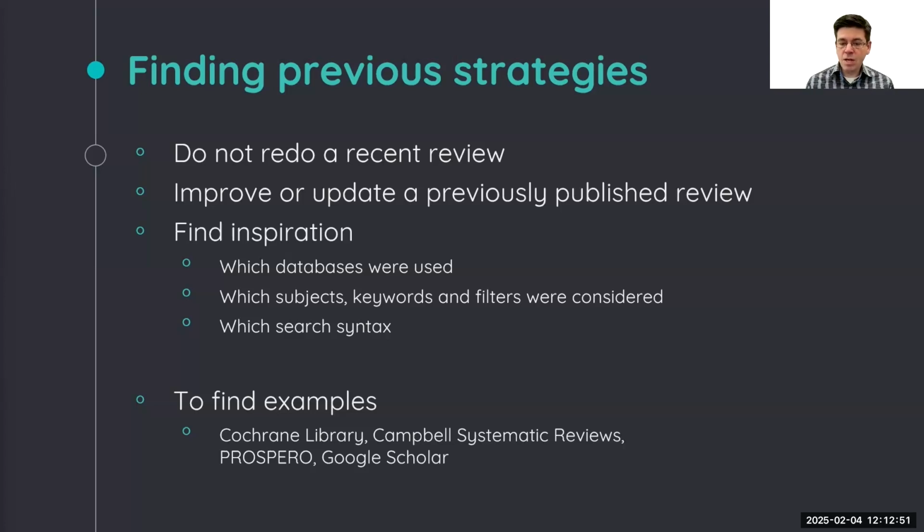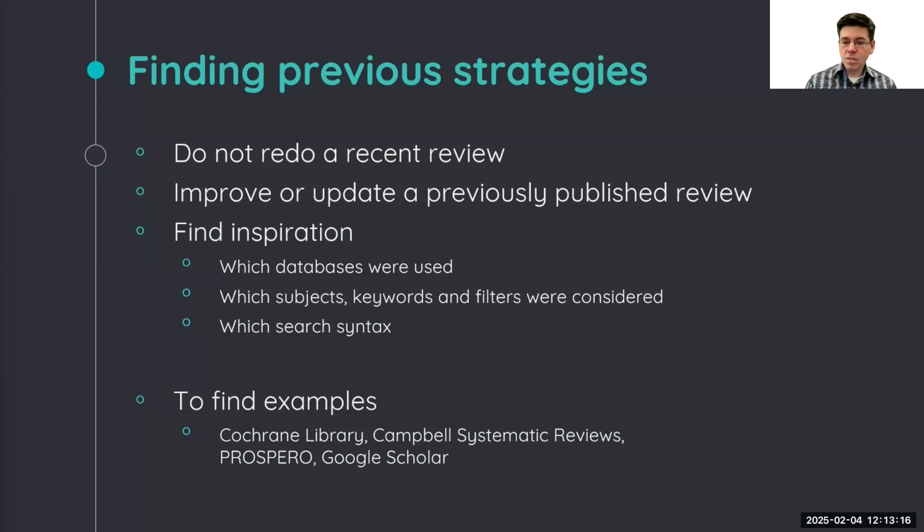You might not always find what you need in those two tools. You can also turn to Prospero, which we talked about in the first video, as a place to make protocols available, again, more in the health sciences field. If all else fails, I usually just turn to Google Scholar, to be quite honest, and I'll search in Google Scholar to find examples of search strategies that might be published in specific reviews.